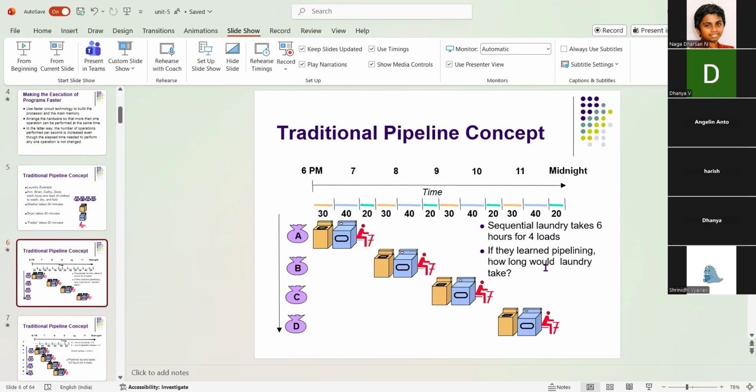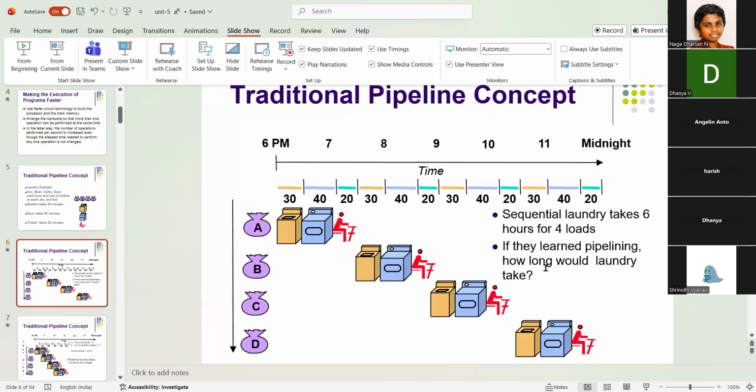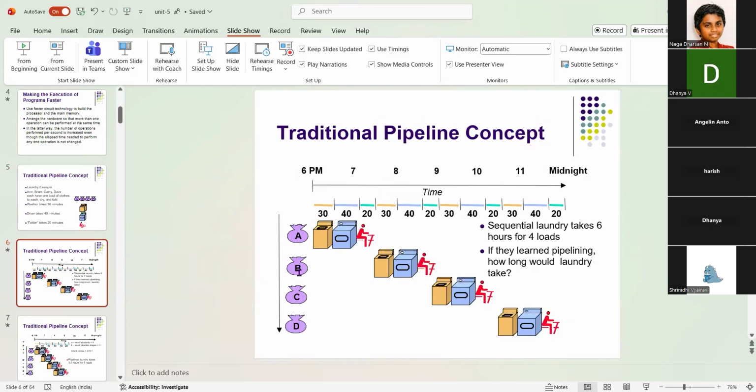So let's look at this. Without pipelining, let's say the four people A, B, C, and D need to wash their clothes. What do you think they'll do? This is actually washing, drying, and then folding. The first person will take 30, 40, 20 for each of these units, which is 90 minutes. So 1.5 hours is taken by the first person.